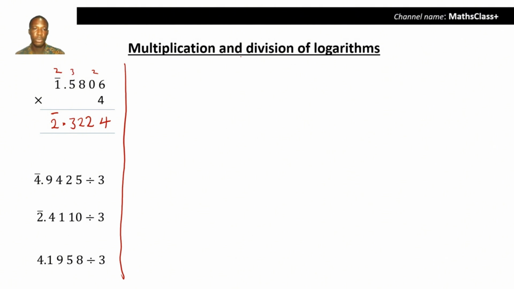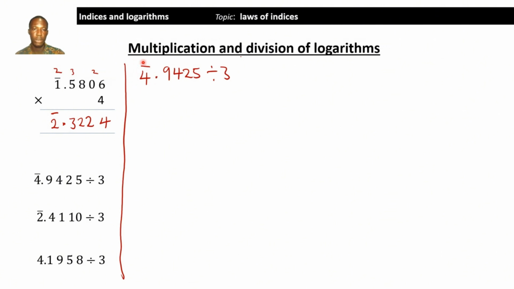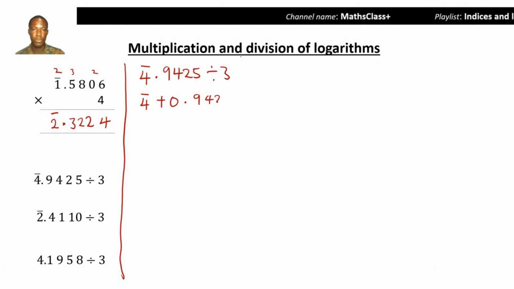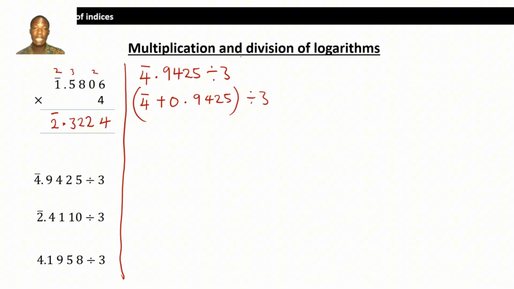So we take our first example, 4 bar point 9425, divided by 3. Now what you need to take note of is that the negative value here should, when we do the division, give us a whole number. So what we should understand is that we can rewrite this expression as negative 4 plus 0.9425, and we are dividing them by 3. So we are working as if we are acting on them separately, but not entirely.